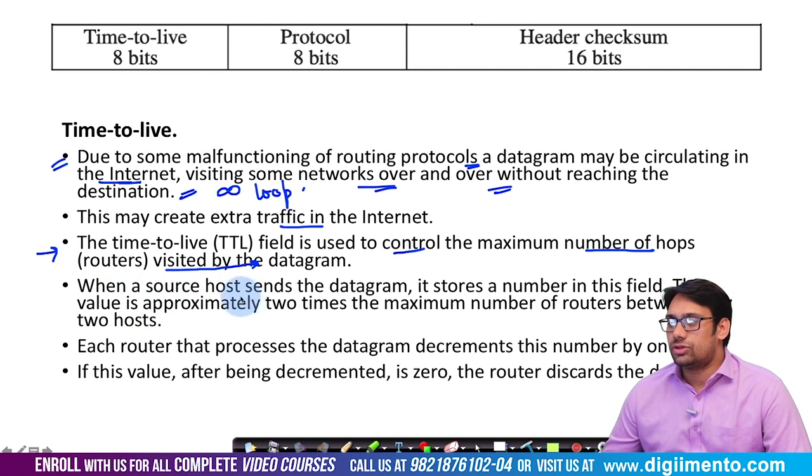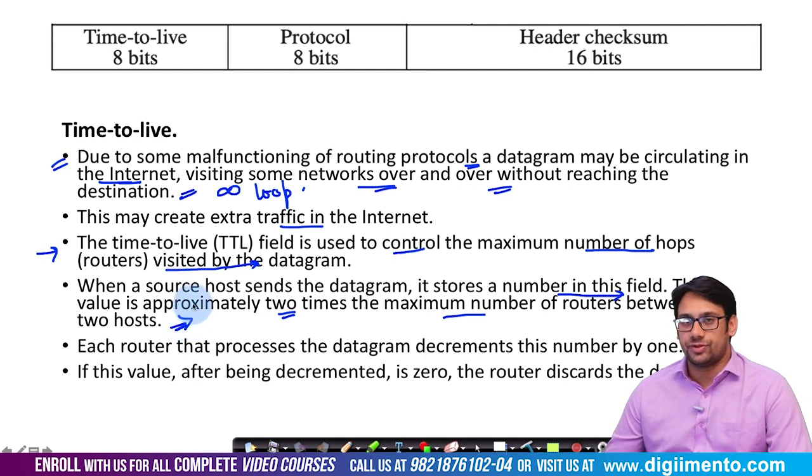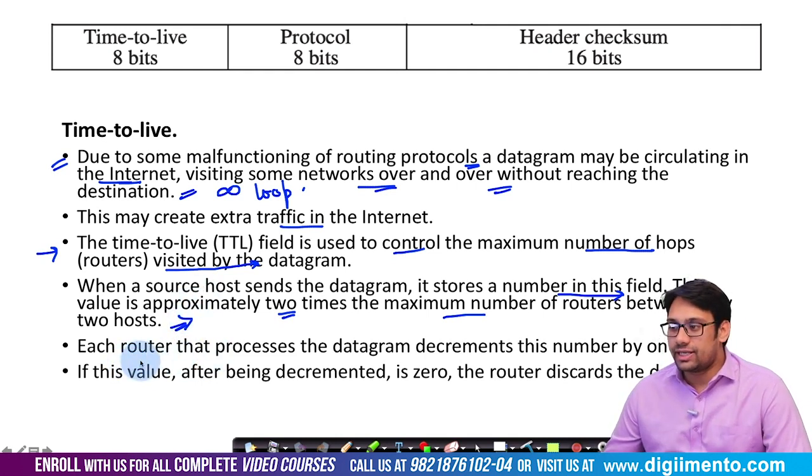Now when a source host sends a datagram, it stores a number in this field, and this value is approximately 2 times the maximum number of routers between any two hosts. And each router that processes the datagram decrements the value by 1, and if this value after being decremented is 0, then the router discards the datagram.